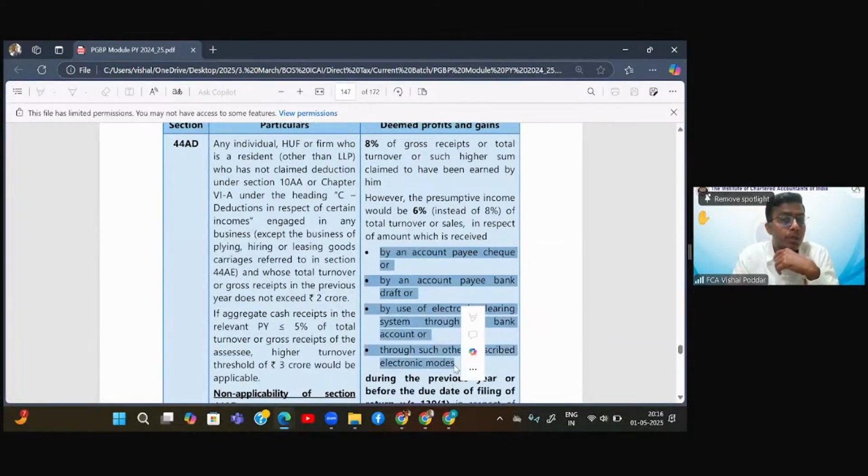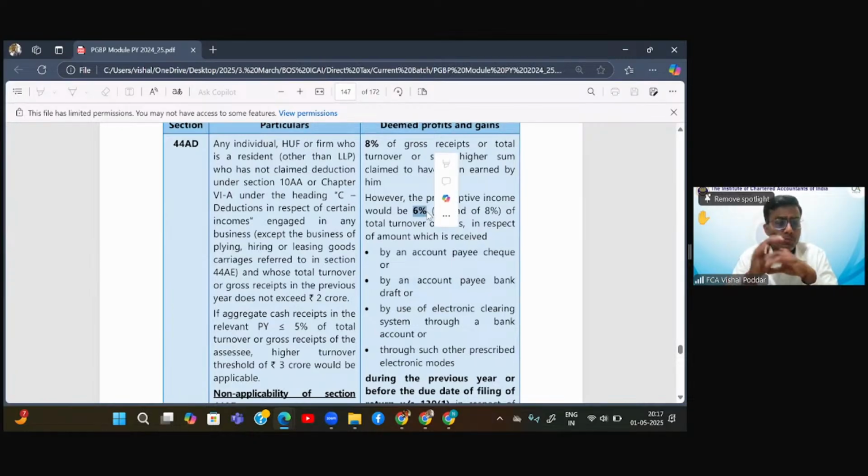Now, the government wants to promote this. They want more and more payments, or the business, to be done through proper banking channel. So they are saying, out of your total turnover, whatever turnover is through banking channel, we will not take 8%, we will take only 6%. So let us say your total turnover is 1.5 CR, out of which 90 lakhs is by banking channel, 60 lakhs is in cash. So you are a Kirana shop.